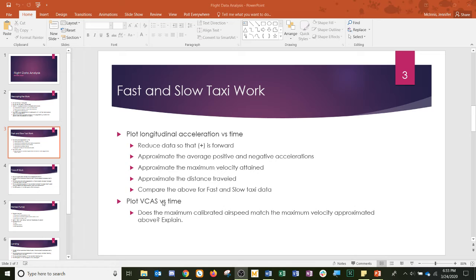And then I also want you to consider, in addition to integrating accelerations in the longitudinal direction to velocity and integrating velocity to distance, I'd also like you to consider the calibrated airspeed and compare that to the maximum velocity and then explain that. So this gives you some ideas of plotting. And you also have some explanation to do amongst those plots.